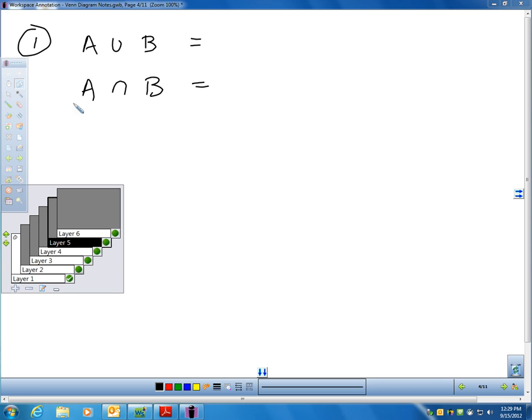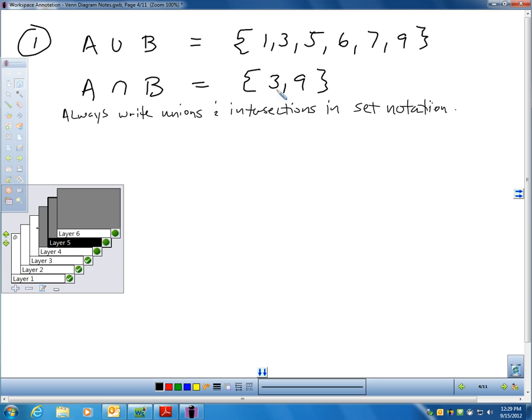What if I intersect set A and B? That's telling me take what does A and B have in common and make a set out of it. Well, what do they have in common? I'm looking carefully. They both have a 3 and they both have a 9, and that's it. So there we go in set notation. Remember, when we write these out, we use braces. You always write unions and intersections in set notation.